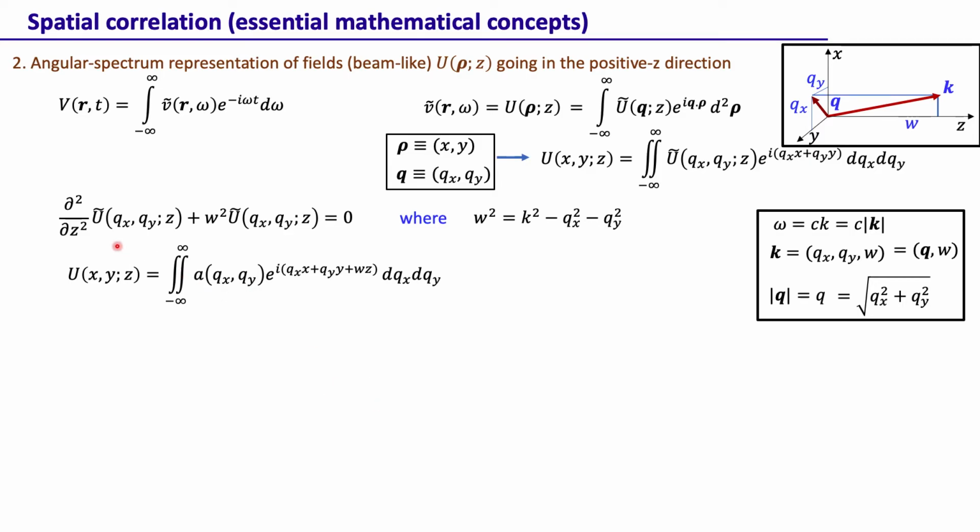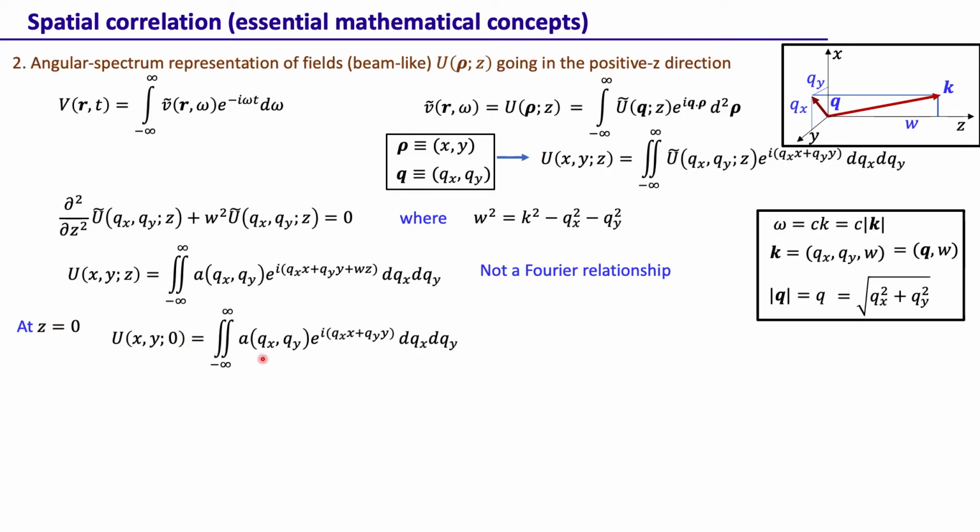All right. So again, u tilde satisfies this equation, and through the constraint on that equation, we find that u of x, y, z has this kind of form. Now, we see that this is actually not a Fourier relationship, because of the presence of this w z. But if we look at this equation at z equal to 0, it is actually a Fourier relationship, that is, u of x, y, 0 is A of qx, qy times this quantity, dqx dqy. So this is just a very nice two-dimensional Fourier transform, and if we invert it, then we can write A as a Fourier transform of u of x, y, 0. So this is also a Fourier transform.